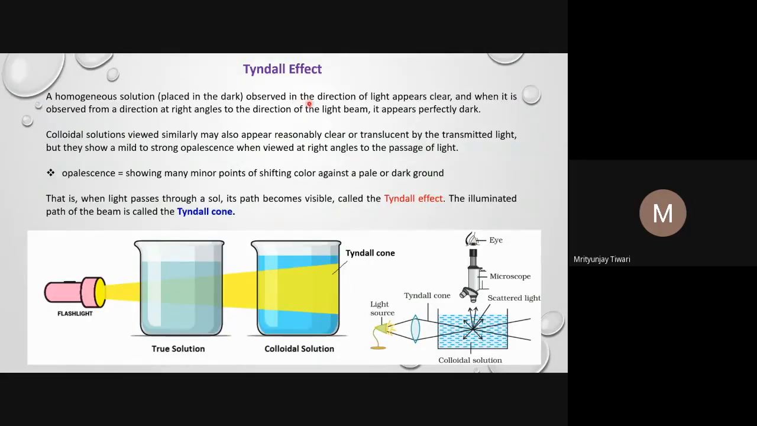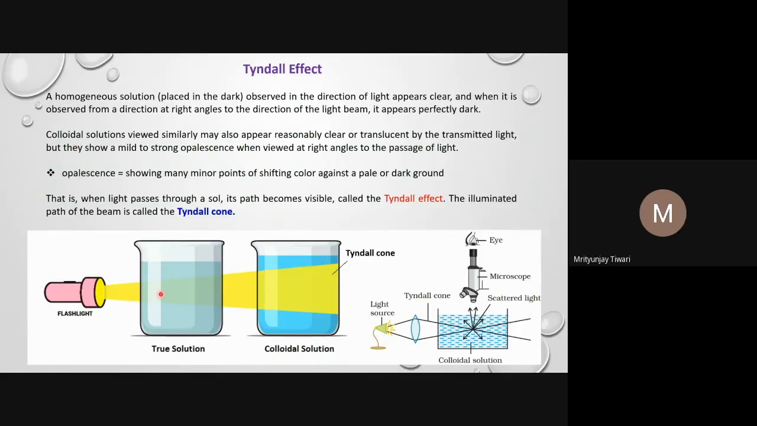Then we saw the Tyndall effect. The Tyndall effect is that when light is passed through a colloidal solution, we can see the path of this light, and that is what we call the Tyndall effect. This Tyndall effect is used to differentiate between a true solution and a colloidal solution.